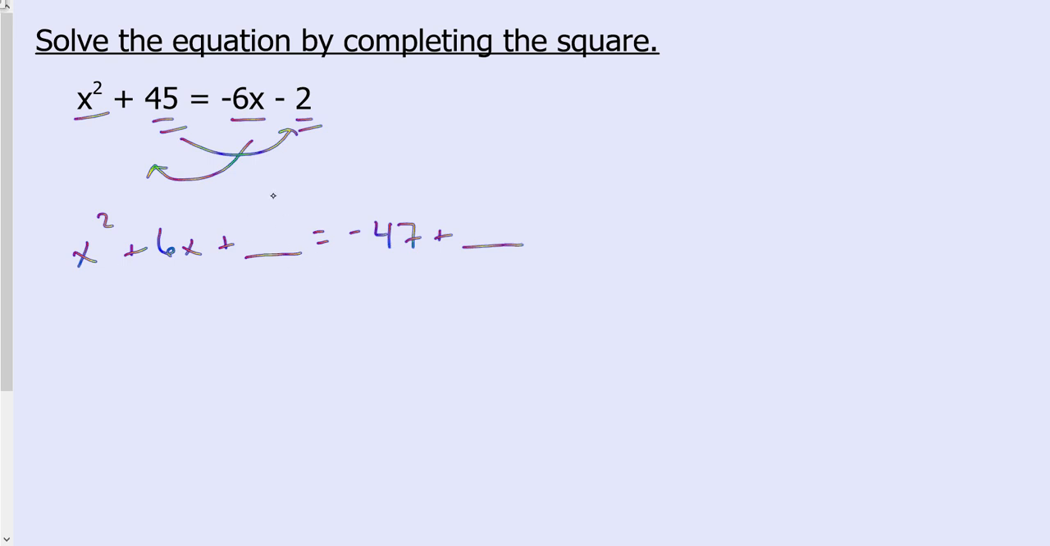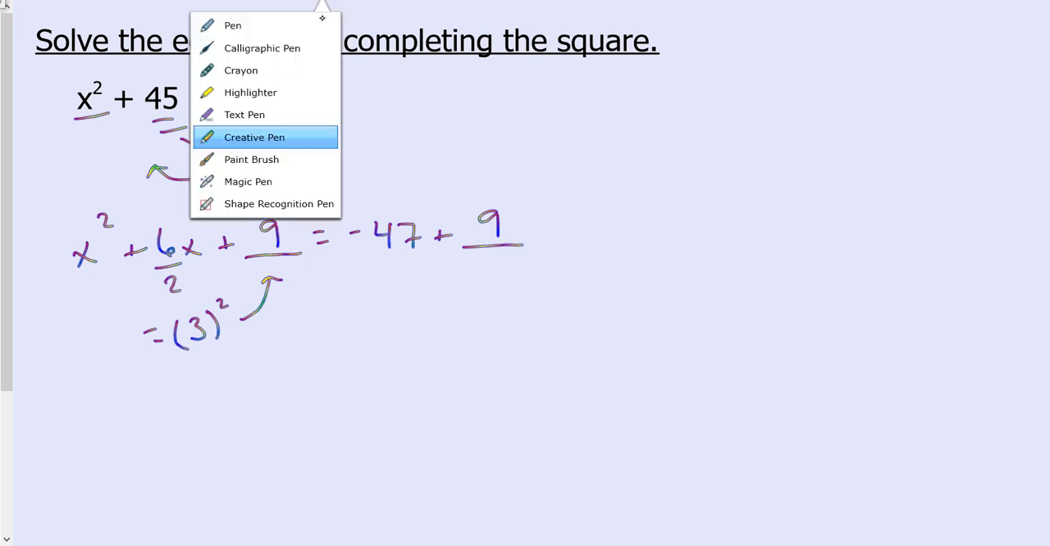I've got to find my magic number first though. So how do I do that? Take the value of 6, divide it by 2. I'm going to end up with 3. Take 3 and square it, and that's going to give me a 9. Since I added 9 on this side, let's also make sure that we've added a 9 on that side.